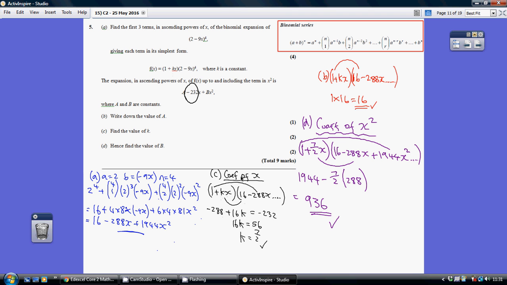So just looking at the coefficient of x's, the number in front of the x's, we get this, and then obviously adding 288 to both sides and dividing by 16, we get k being 7 over 2.